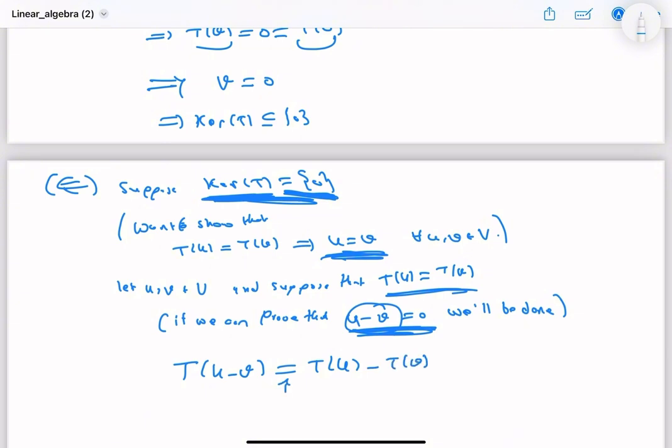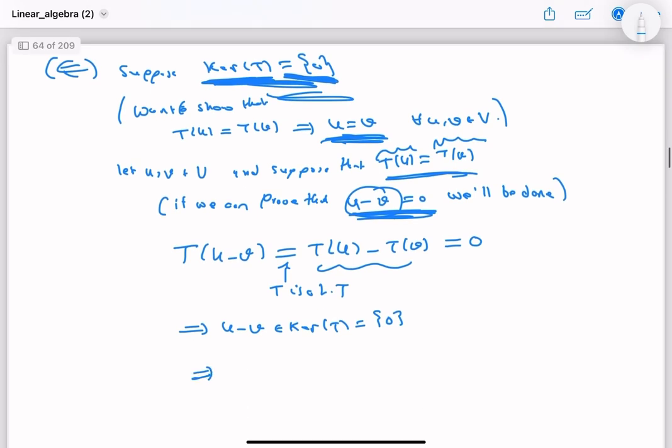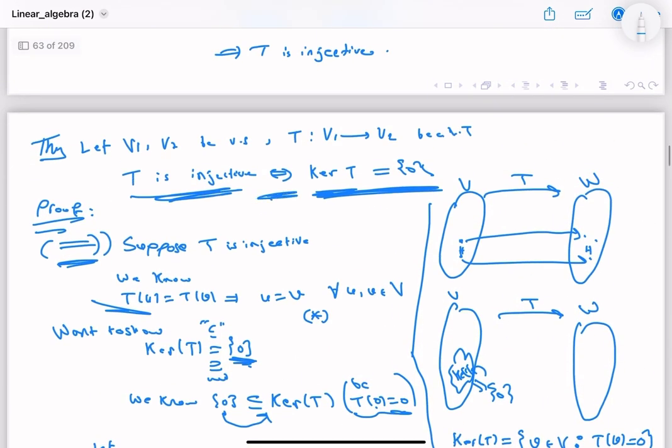Because T is a linear transformation. But wait a sec, we know that T of U is equal to T of V, and thus this thing is actually 0. And this implies that U minus V is in the kernel of T, which is equal to the 0 singleton from here. And thus this implies that U minus V has got to be 0, right? So this implies that U is V, and this implies that T is injective, as desired. So in this way we would have proven this backwards direction.